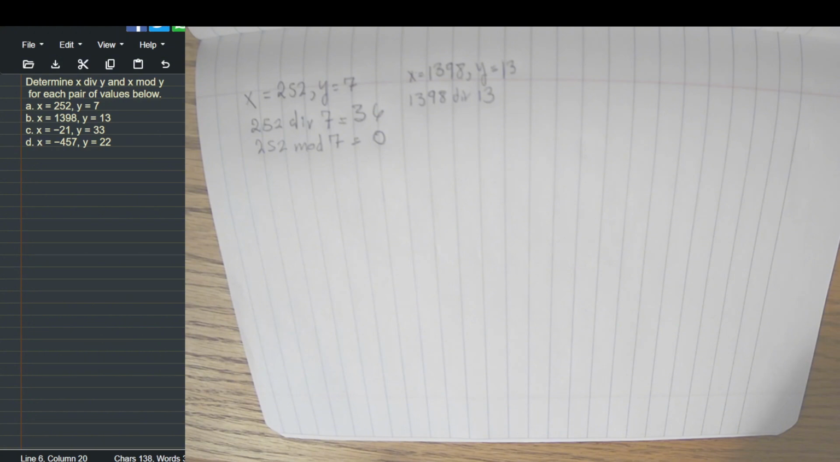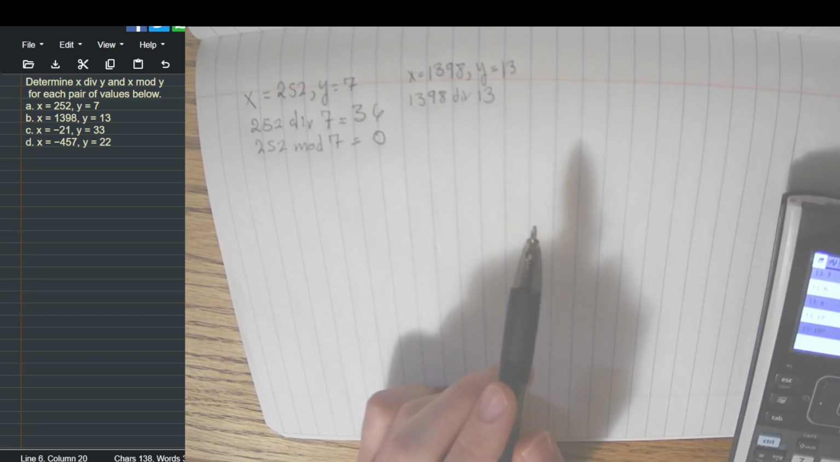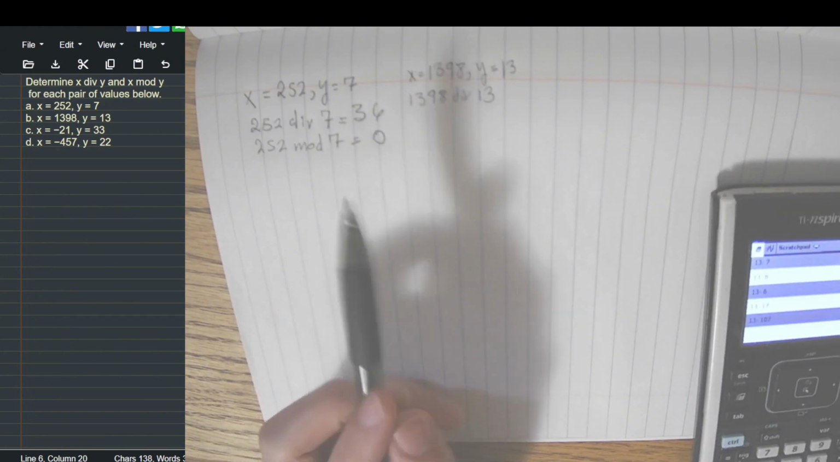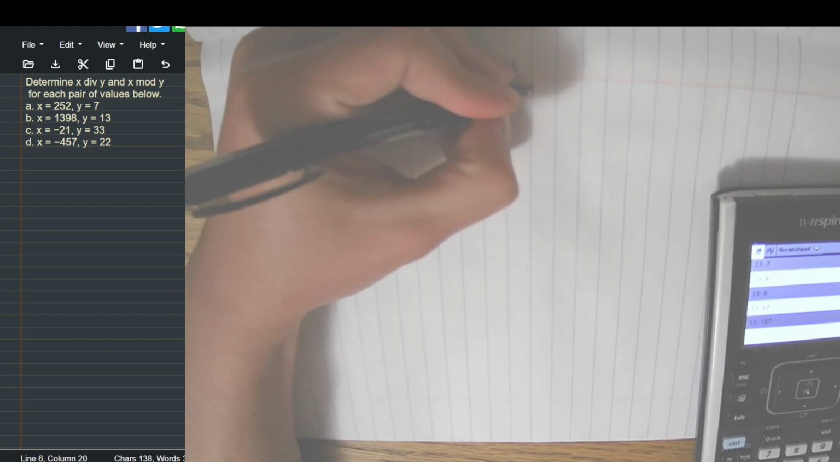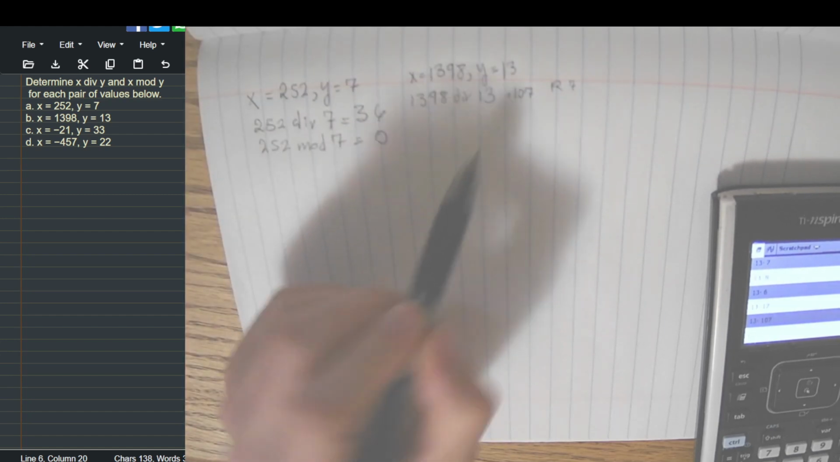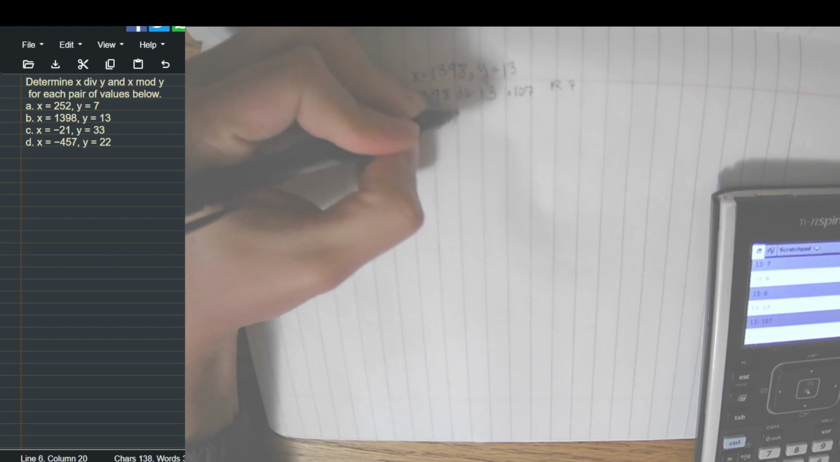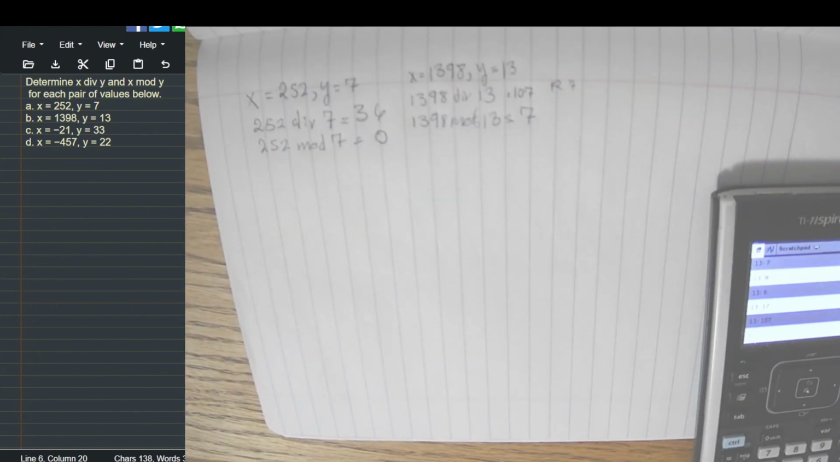Oh no, it's 91, isn't it? So if I do 13 times 107, I get 1391. And I can't fit another 13 into there. So 13 goes into 1398 107 times, and it has a remainder of 7. Now the remainder isn't super important for the div operator, but for the modulus operator, all I care about is the remainder. So we know that that's going to be 7. So there we go.